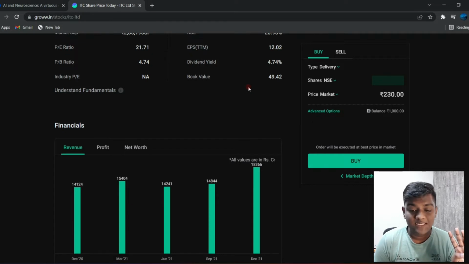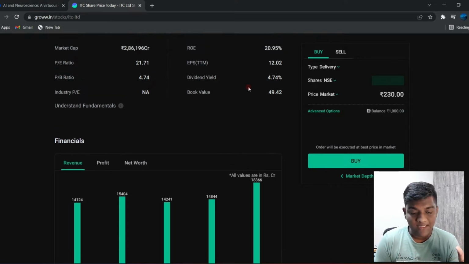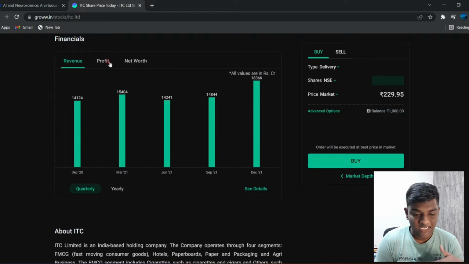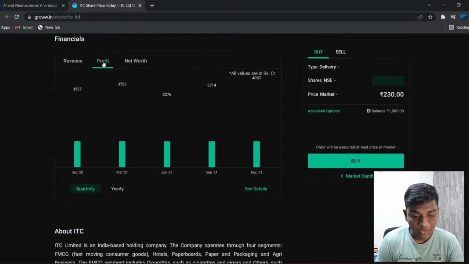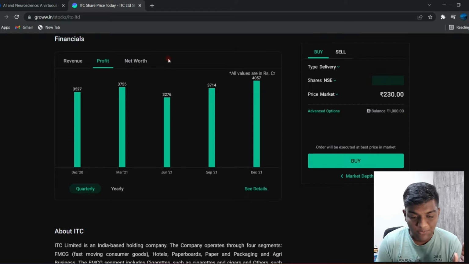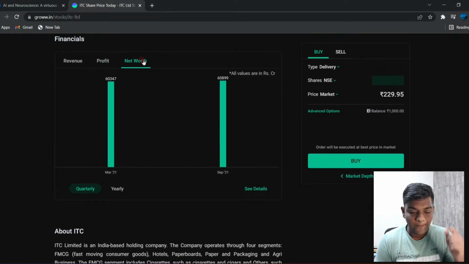So the previous dividend they gave, a few days back, was 5 rupees 25 paise, I guess. So that's what dividend means. It would directly get into your bank account. So these are the financial statements. In the previous quarter, the revenue they made and the profit they made are all in crores. 4,000 crore was the latest profit, and this marks the net worth of the company.